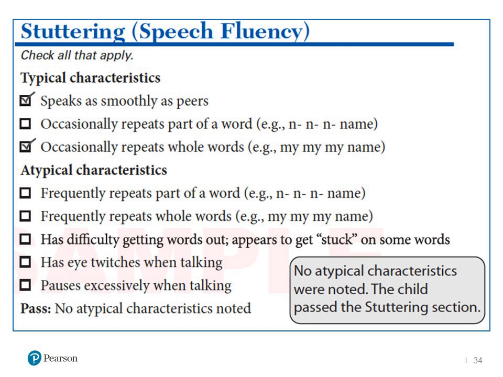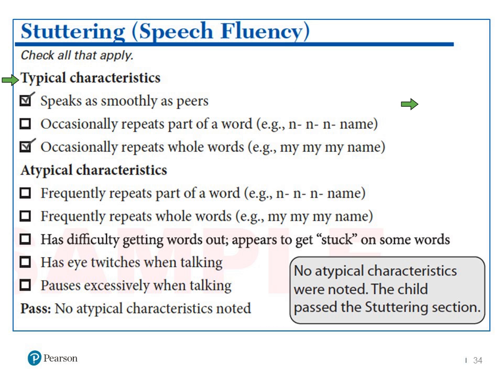Okay, so we talked about stuttering and voice. In terms of the speech fluency section, you will check all that apply. So again, remember I talked about typical and atypical characteristics. The typical behaviors we're looking for are speaks as smoothly as peers, occasionally repeats part of a word, so repeating the "na" in name, or occasionally repeats whole words, so "my name." Okay, those are some of the typical characteristics we look for.